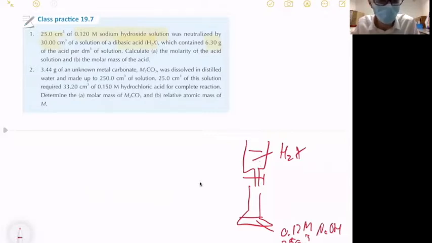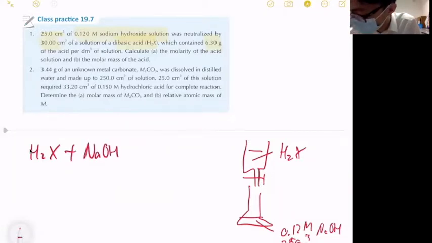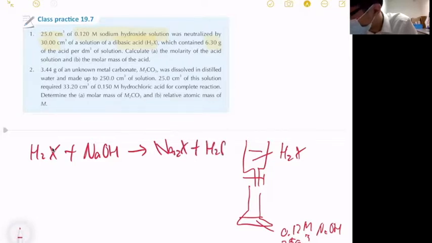So before we calculate everything, first of all, I'll write down the chemical equation again. So we have the dibasic acid and sodium hydroxide, and we will form, since we have H2X, so X should carry a negative charge, right? So we will form this salt and then H2O, and balance the equation, and we will have such a chemical equation. So the mole ratio will be 1 to 2. One acid reacts with 2 NaOH.